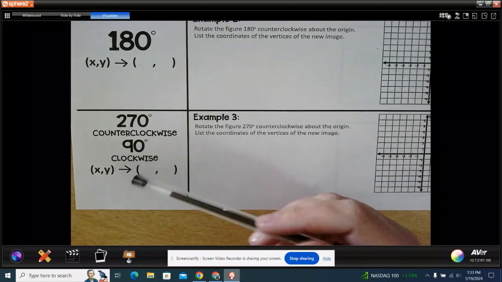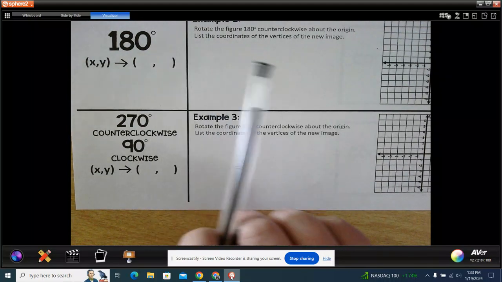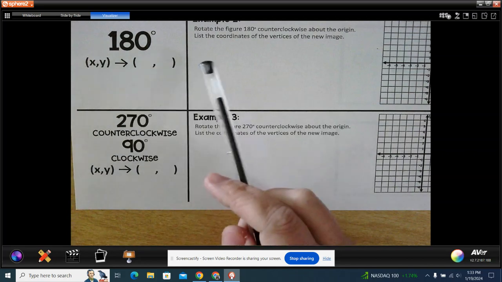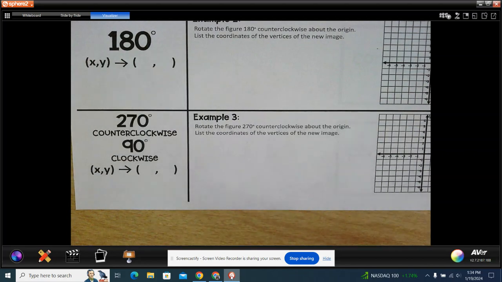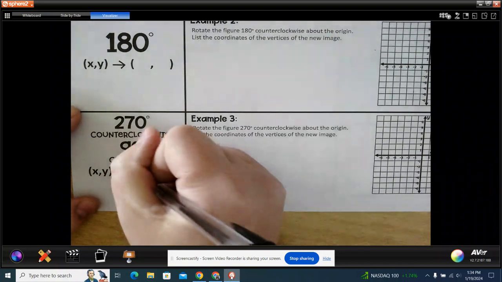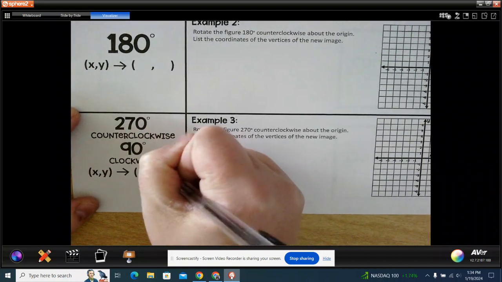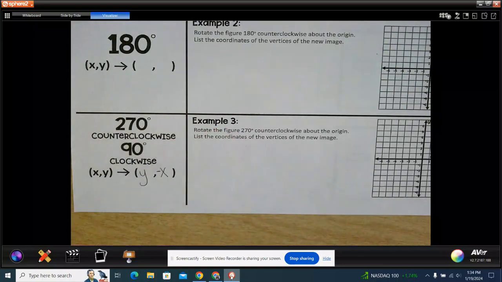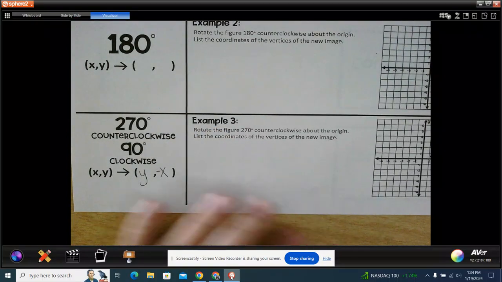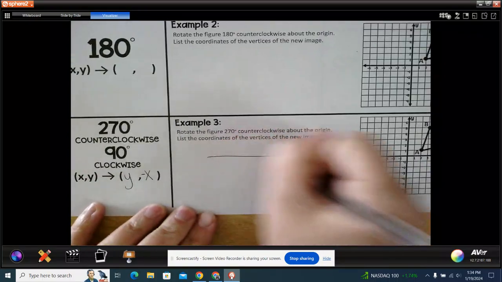So on a clock, the way that our hands move, it goes to the right, that is clockwise. Counterclockwise is going the opposite direction. So we have a rule for rotations. We flip the x and y values, but the x's will change in values. So their signs will change.